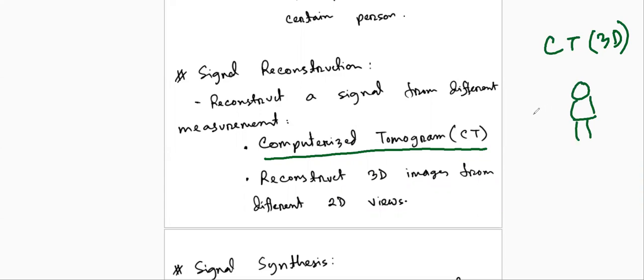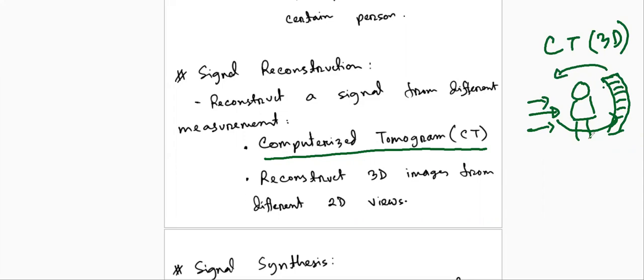So we are putting this X-ray, and there is the plate where you are taking the images. This is 2D, and then it is rotating. So this one is rotating and your target is also rotating. The human will remain standing still.